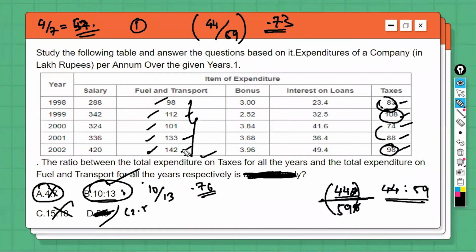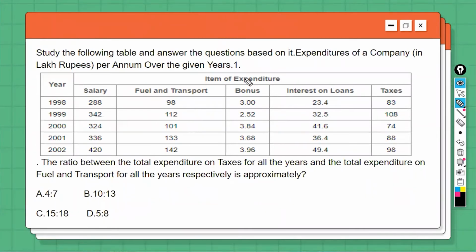This is a difficult question for you people as a beginner. You should be avoiding these questions. But if you have a lot of experience over a period of time, I'll tell you a very simple technique. This technique is also not very simple, but comparatively easier. What was the ratio we got? 44 by 59. You can keep it as 60 approximately. And you need to equate it with the answer options.